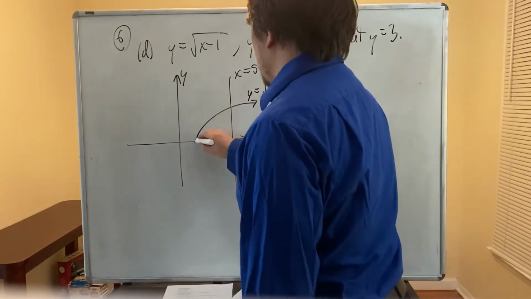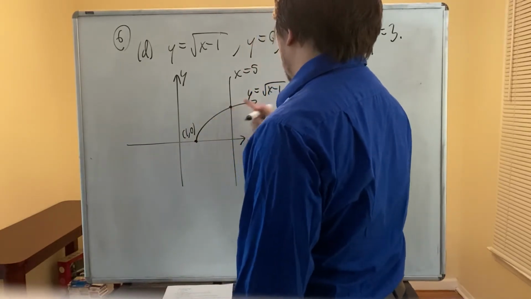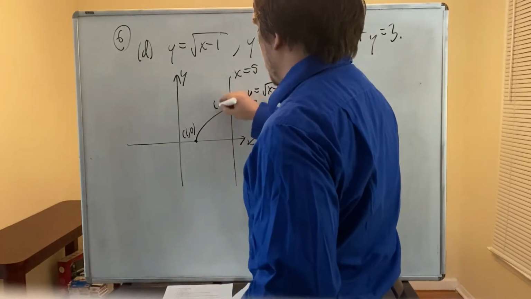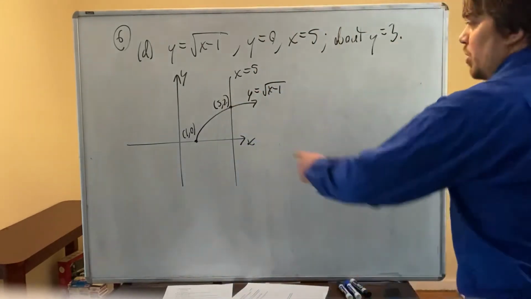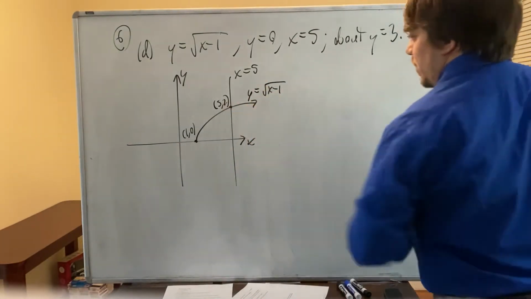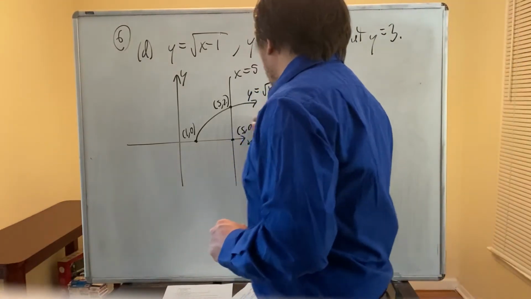And so this point is 1, 0. This point is when x equals 5. That's the square root of 4, so you get 2. So this is 5, 2. When you plug in x equals 5, you get the square root of 5 minus 1, square root of 4, which is 2, so 5, 2. And that point is 5, 0.